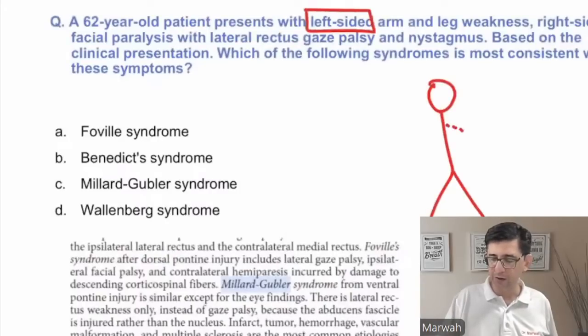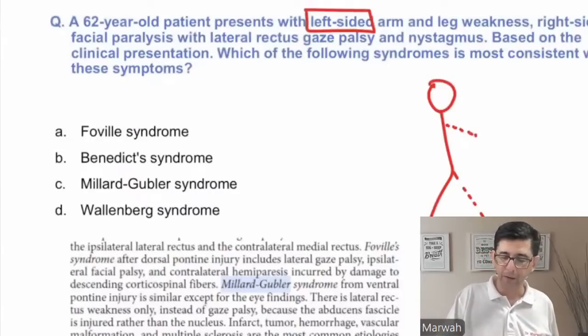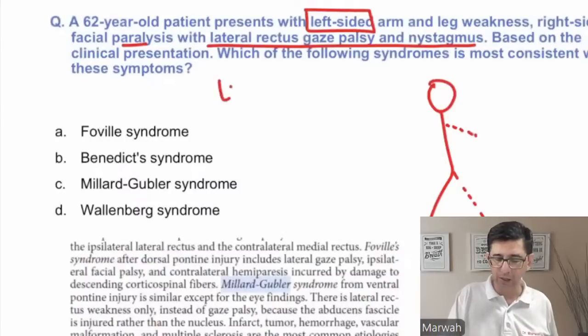On the left-hand side, it is like weakness in the leg. That is what he's pointing at. What I want to know from you is, in this particular patient on the right-hand side, he's saying the following words: facial paralysis with lateral rectus gaze palsy and nystagmus. Was it gaze palsy or was it lateral rectus weakness? Because that is the only difference between the two.